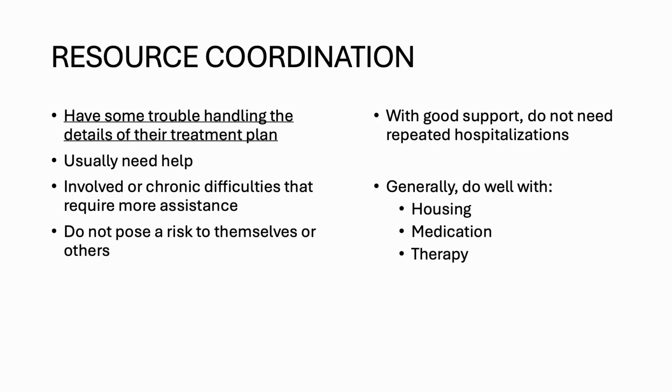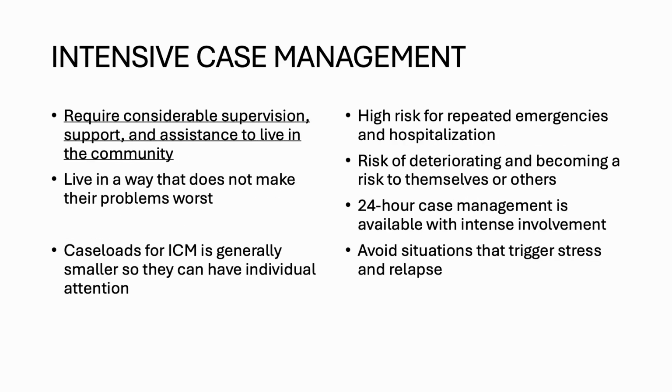Generally, once you're able to show them, they're like, okay, I got it, right? They're good with supports, but do not necessarily need a lot of hospitalization. So they might go in there every once in a while because of who they are as a person. They're a little bit more at risk, but not necessarily severe. Generally, they do well with housing, medication, and therapy, so they're able to do those things and be fine, right? But they do need help more often than the previous group.